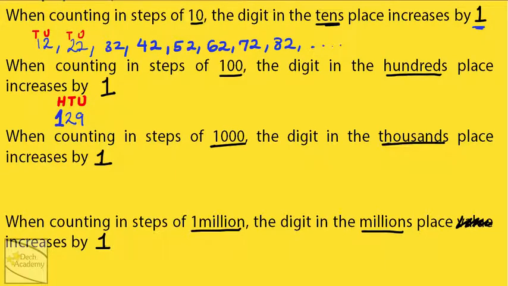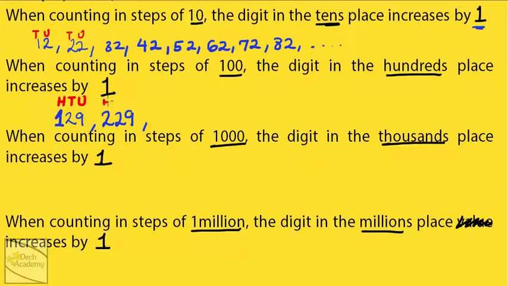Now to get the next number in the sequence, all we have to do is increase the digit in the hundreds place by 1. Here we have 1 in the hundreds place. So I'm going to increase 1 by 1, and that gives 2. So I have the next number in the sequence.